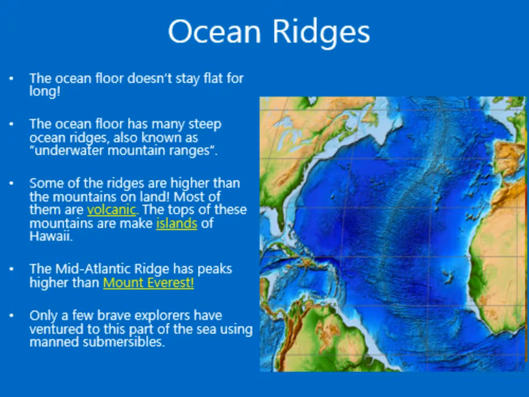The ocean floor doesn't stay flat for long. The ocean floor has many steep ocean ridges, also known as underwater mountain ranges. That's pretty cool. I didn't know that the ocean had mountain ranges. Some of the ridges are higher than the mountains on land. Most of them are volcanic. The tops of these mountains make the islands of Hawaii. The Mid-Atlantic Ridge has peaks higher than Mount Everest. Only a few brave explorers have ventured to this part of the sea using manned submersibles.